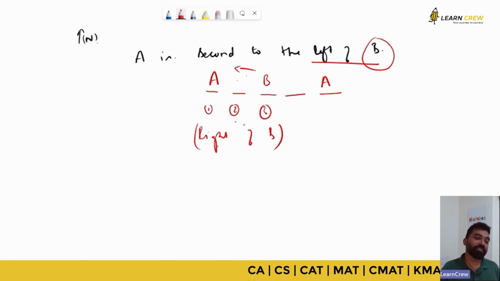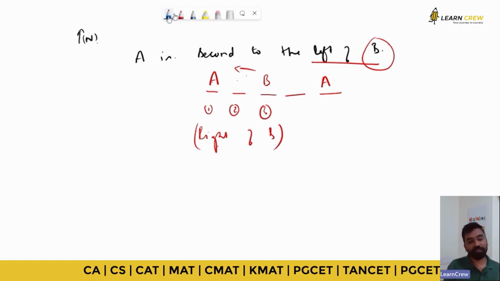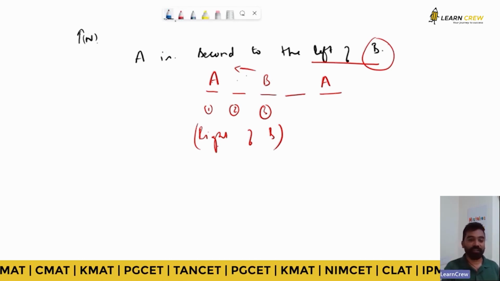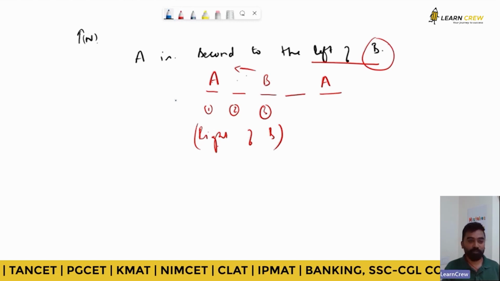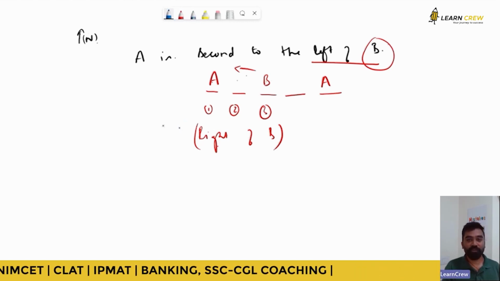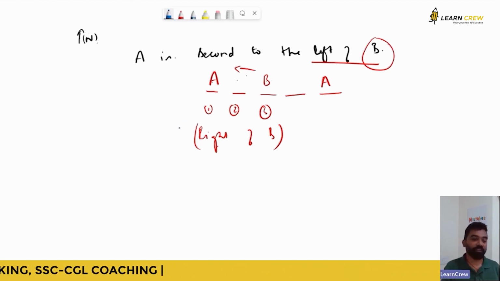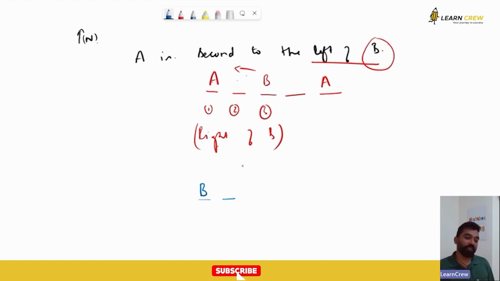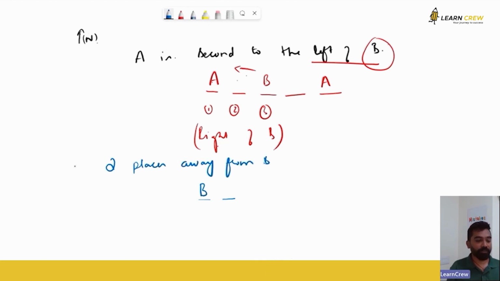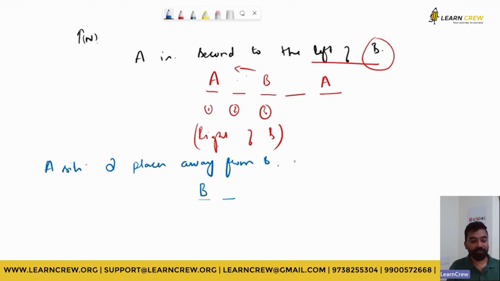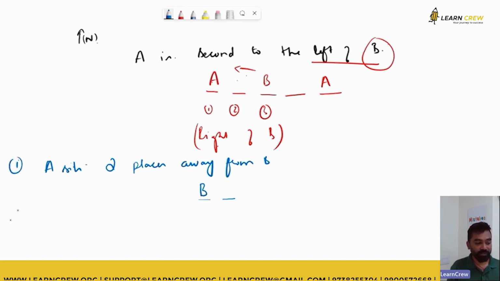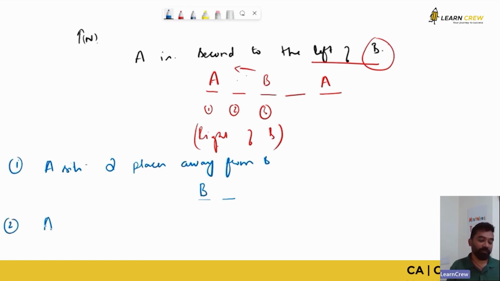Okay. A is 2 places away from B. You can write it either this way or that way. I'm not specifying anything over here. Then how do you do it? This is B. After 2 dashes, or a single dash? If I'm telling 2 places away from B, A sits 2 places away from B. This is the scenario number 1. Second scenario I'm giving.